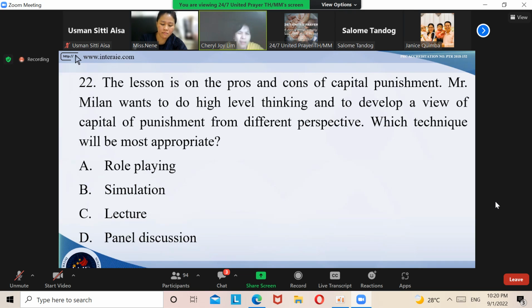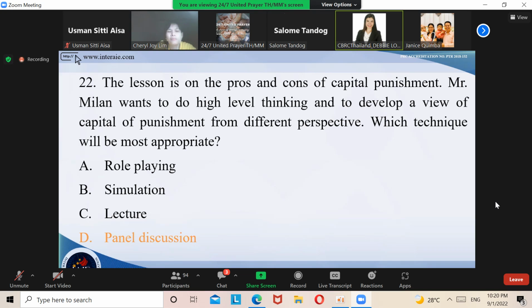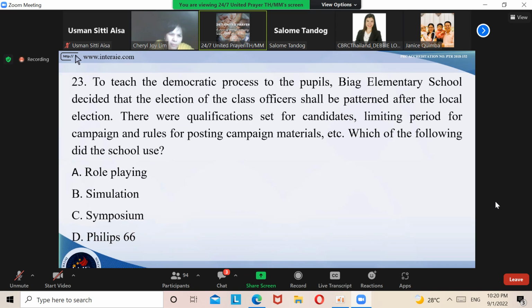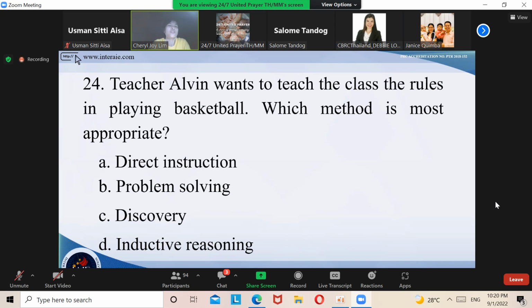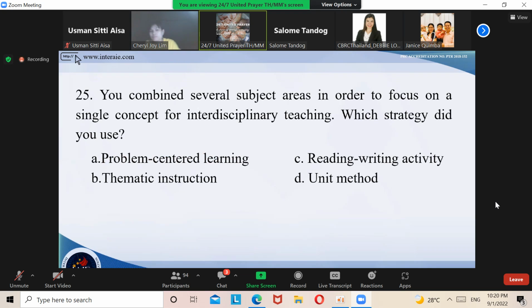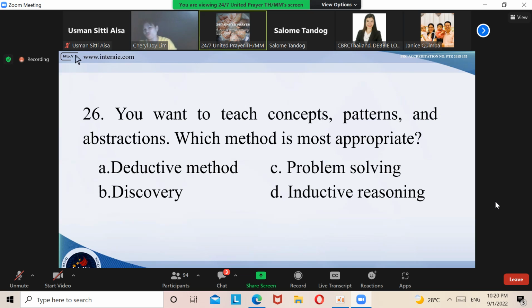Brainstorming. 22. Panel discussion. Yes, po. 23. Letter D, simulation. Okay, number 24. Direct instruction. Okay, number 25. Problem-centered, thematic, letter B. Thematic instruction. Number 26. Inductive. Anong answer number 26? Deductive. Yeah, correct. Concepts generalization.